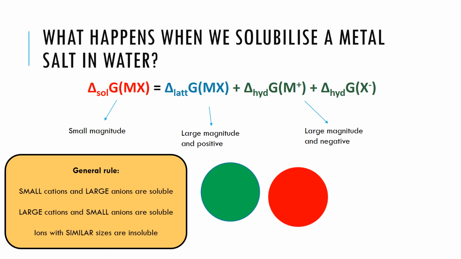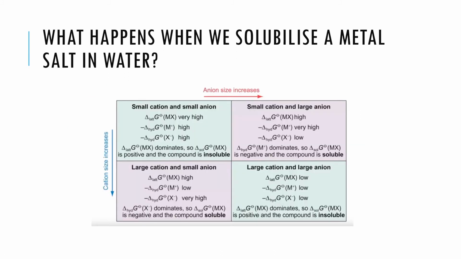Similarly then, if we have a system with two large ions, so a large cation and a large anion, so again similar sized ions here, we predict insolubility again because this Gibbs lattice energy term dominates. We know here that our Gibbs energy of hydration terms are going to be much lower relative to a system where we have small cations, so the lattice term tends to dominate here, and we predict insolubility. And there's a schematic there that I've taken from one of the textbooks which sums up all of that information.